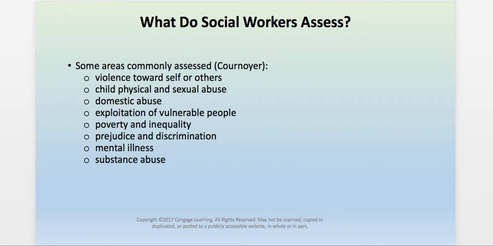We're called upon to assess a number of different things, not only to do a formal assessment, let's say for admission. We're also called upon to do social histories, and I'll touch on this a little later, at the end of this lecture. A lot of times when we're called in to do assessments, there are specific things that are happening, and I believe it is our training in environmental influences and how it affects the individual that explains why we're often called into situations such as violence towards self or others, physical or sexual abuse, domestic abuse, exploitation of vulnerable individuals, issues about poverty and inequality, prejudices and discriminations, as well as mental illness and substance abuse. So these are all areas where at one time or another you may be involved in providing assessments, whether formal or informal, in the course of your work.